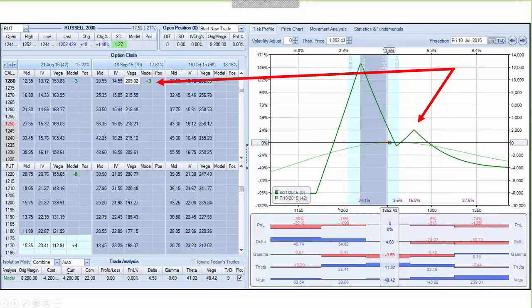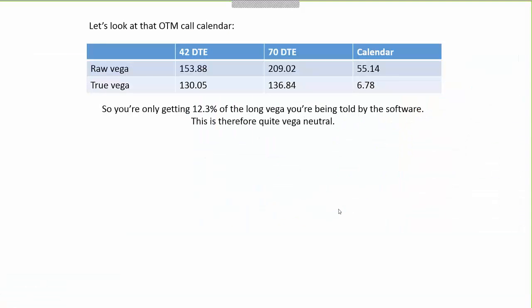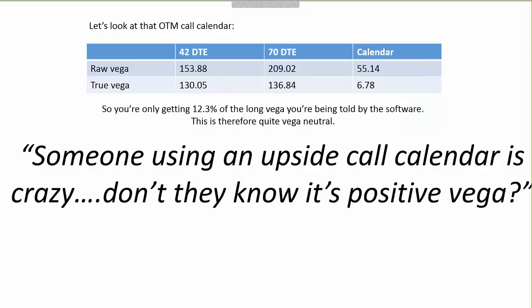All right, and here's the table comparing that. The software for the calendar alone is going to tell you that you're going to have 55 Vega. No, you're not. You're going to have 6. That's 12.3% of what the software is telling you. So am I crazy setting up an upside out-of-the-money call calendar? No, right? Busted.